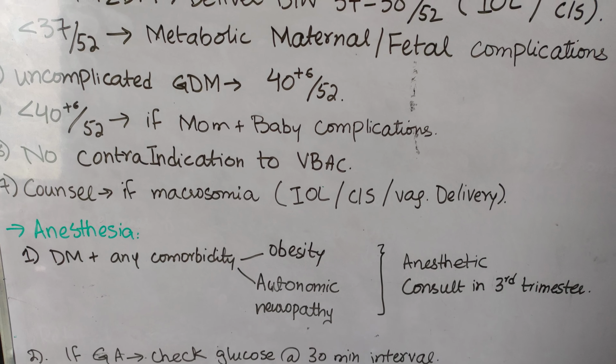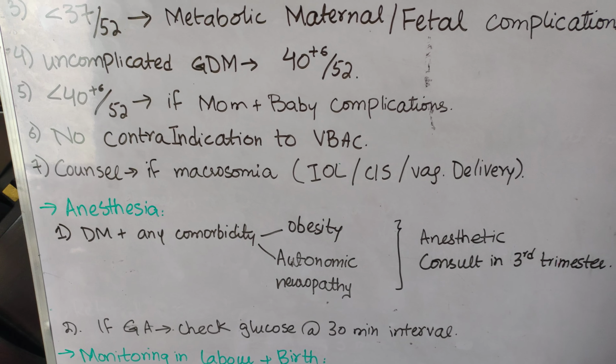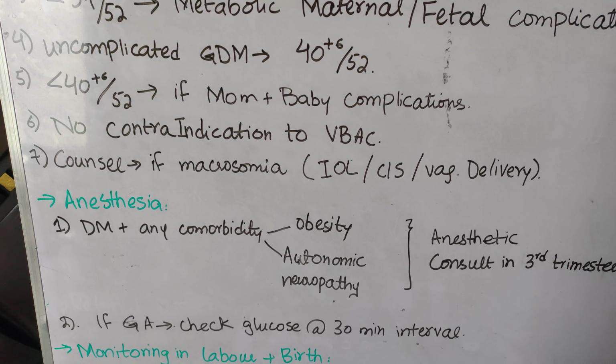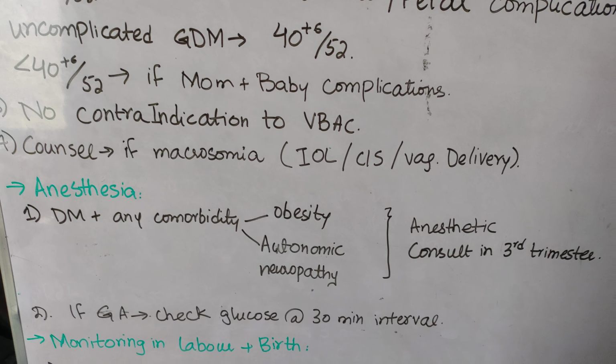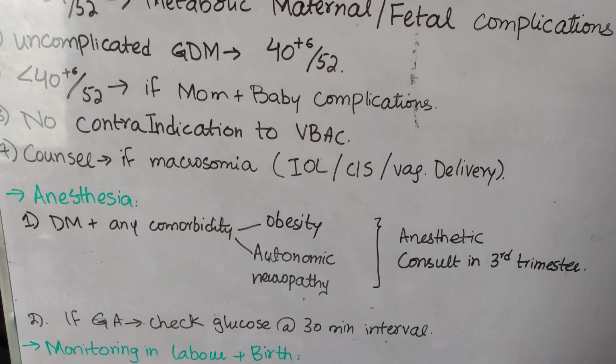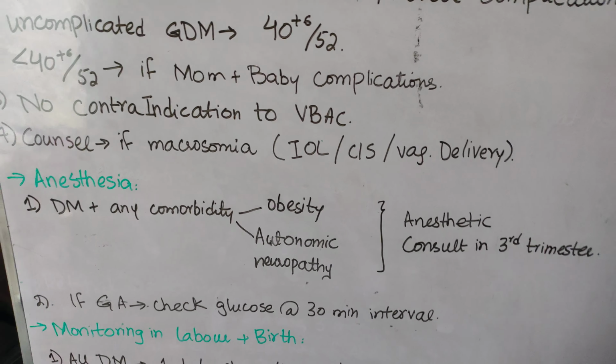There is no contraindication to vaginal birth after cesarean section in case of diabetes alone. And if there is an ultrasound indicated macrosomia, then counsel the patient regarding the risks and benefits of induction of labor, cesarean section and vaginal delivery.